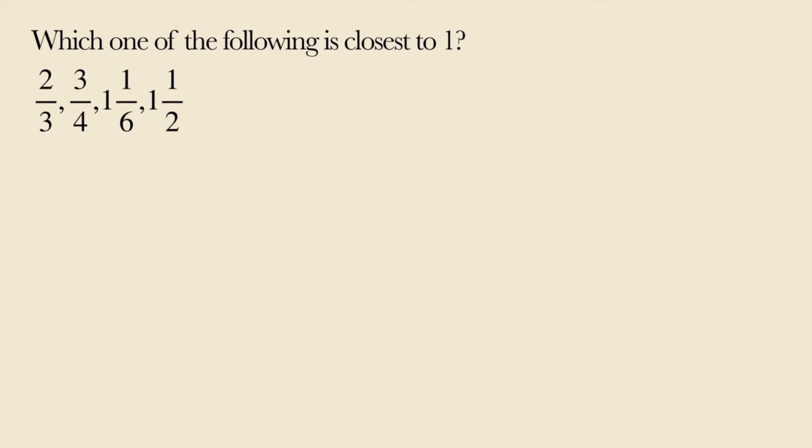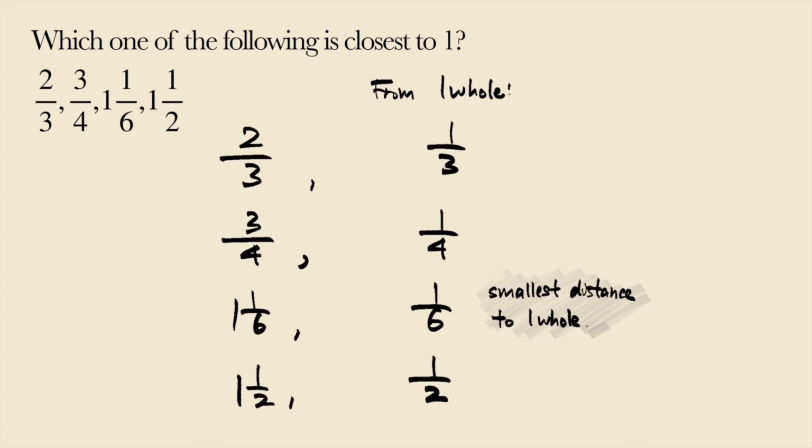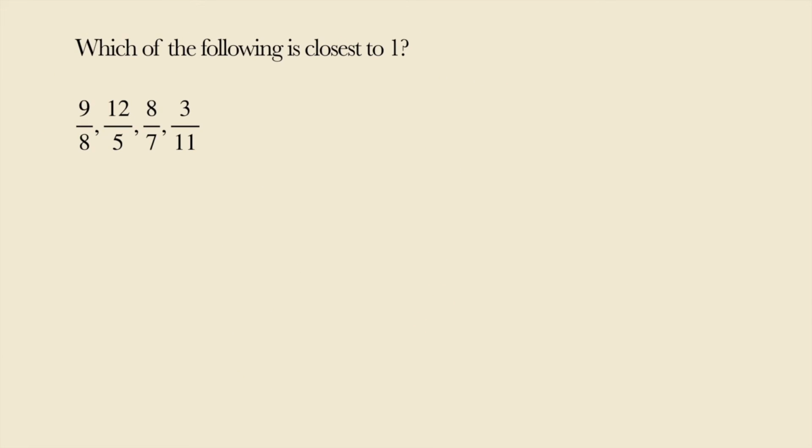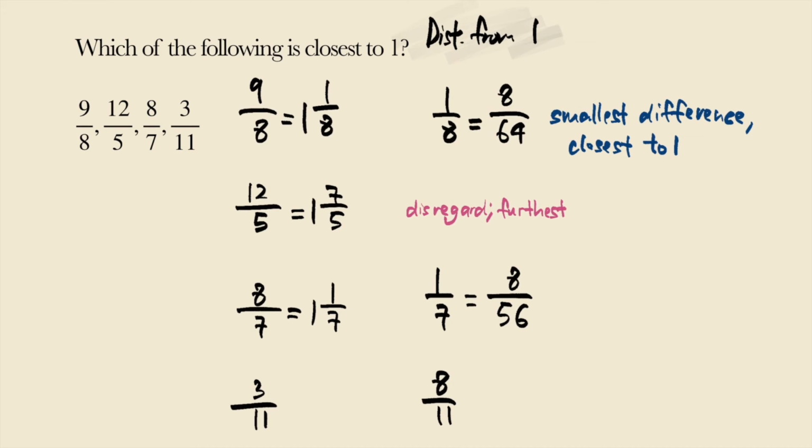Which is closer to 1 whole? Let's take a look. We've got 1/3 away, 1/4 away from 1 whole, 1/6 past 1 whole, 1/2 past 1 whole. Okay, closest meaning the smallest difference. And this is the smallest difference, making 1 and 1/6 closest. All right, which one is closest to 1 whole? Let's take a look again. Now, we've got 9/8, which is also known as 1 and 1/8.